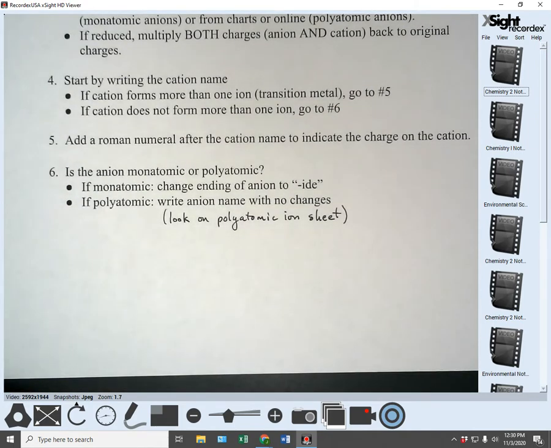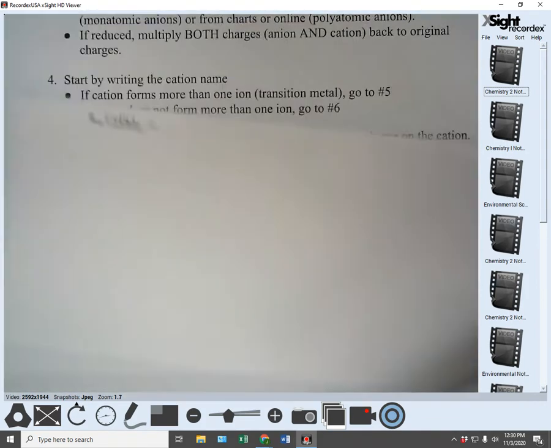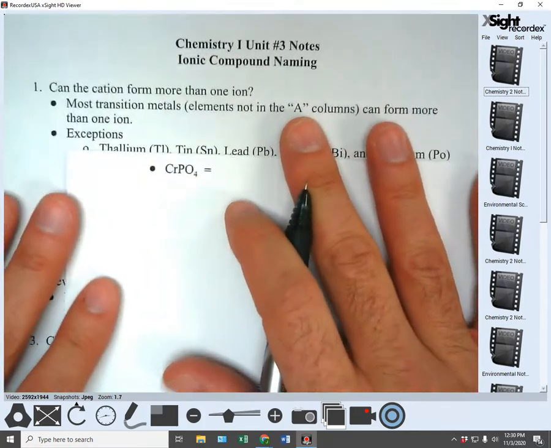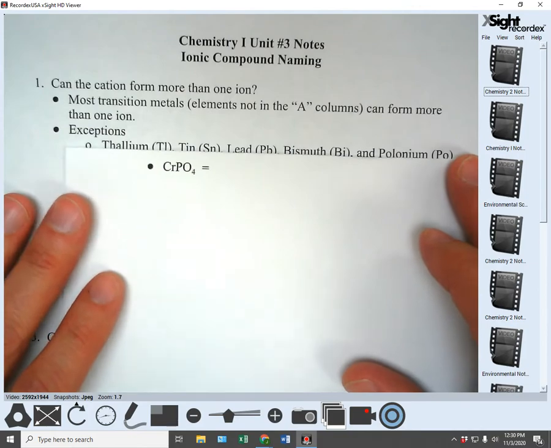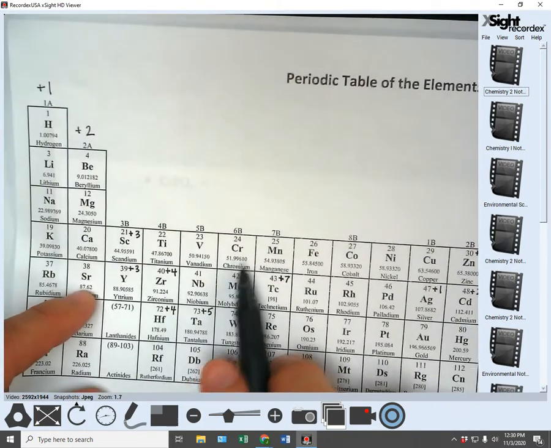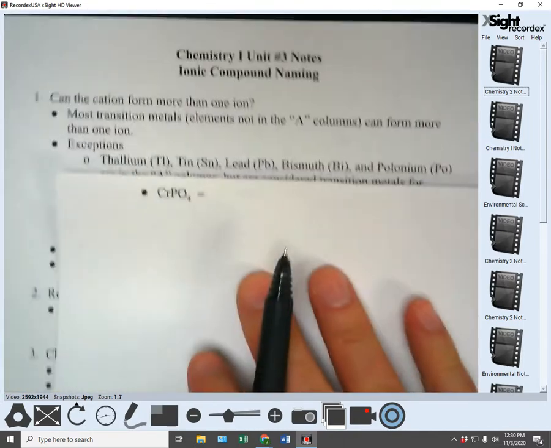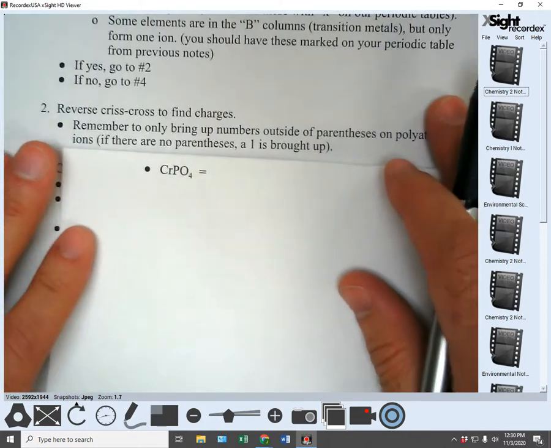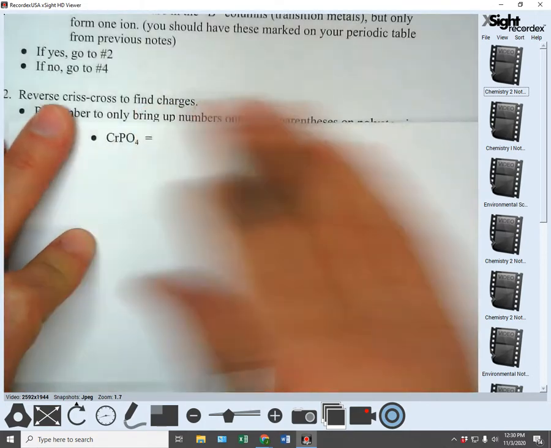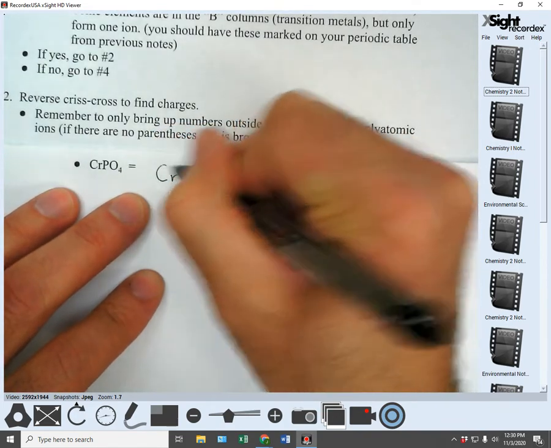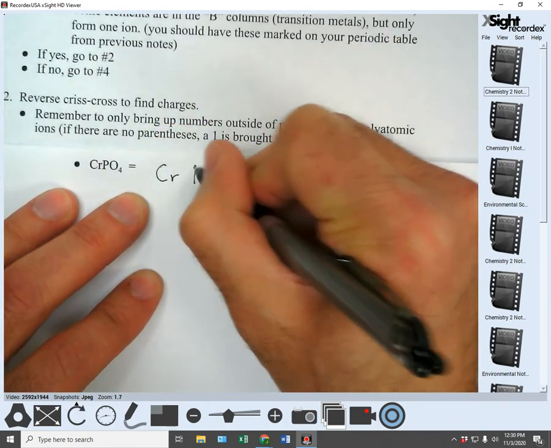CrPO4. Okay. Can the cation form more than one ion? Cr. We look it up. Yes, it can. We don't know the charge. So reverse crisscross to find charges. Okay, so on this one, now, let me write it a little bigger so we can see more easily.